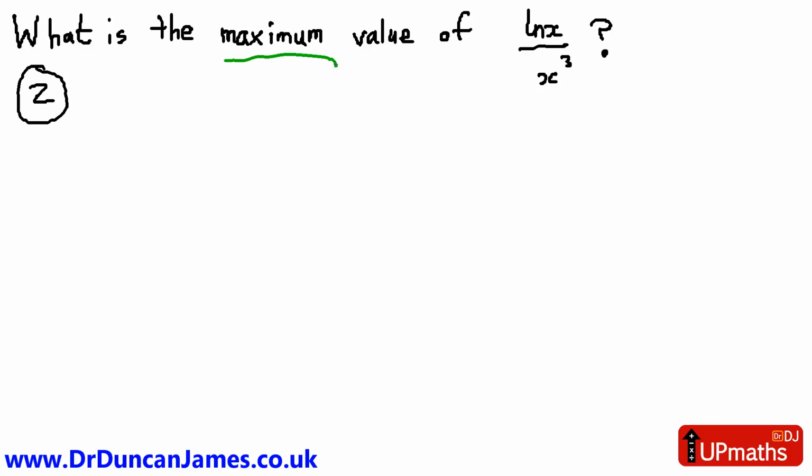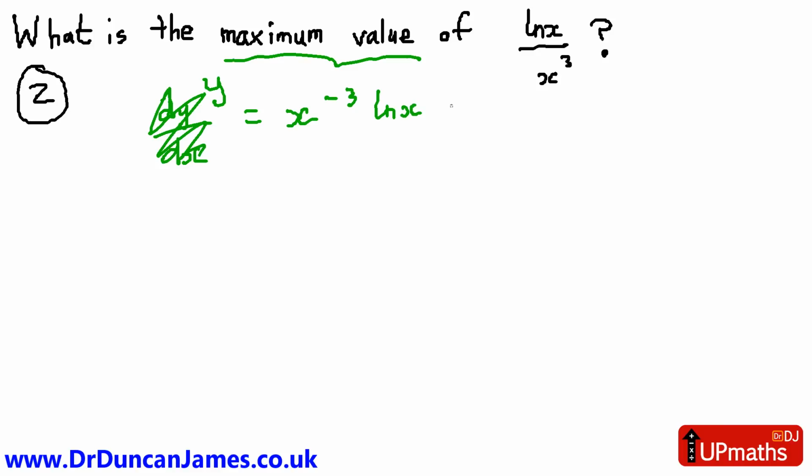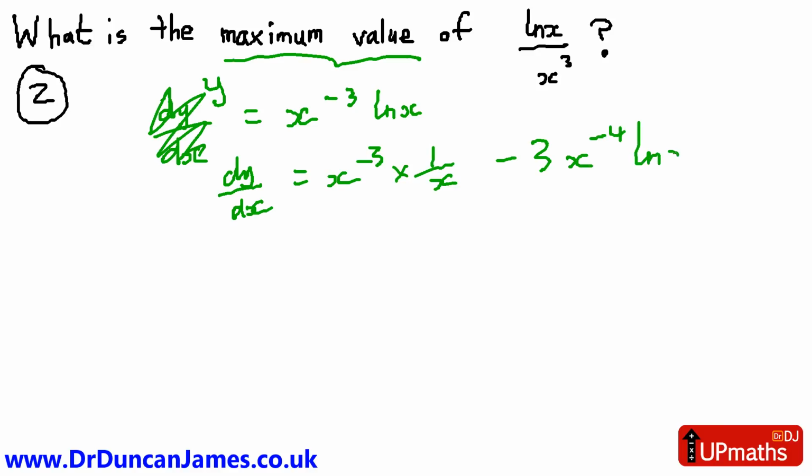What's our next approach? Well, it says maximum value. Big clue there. Try differentiation. So let's find out what dy/dx is. I'm going to use chain rule here, so I'm going to be really crafty. So let's just start here. I'm going to say y equals x to the minus 3 ln x. Sorry, I'm going to use product rule because I don't like using quotient rule. I'm lazy. So then dy/dx is x to the minus 3 times 1 over x minus 3x to the minus 4 ln x. So that was a product rule.